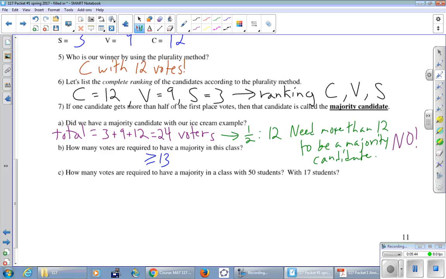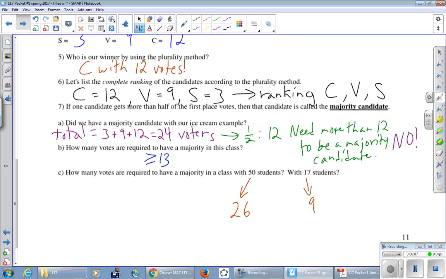C, how many votes are required to have a majority in a class with 50 students? So 50 students, half would be 25. We need more than half, that's 26. 17 students, half of that is 8.5. We need more than half, that's 9. So there's a slight difference in the calculation when you do even and odd.